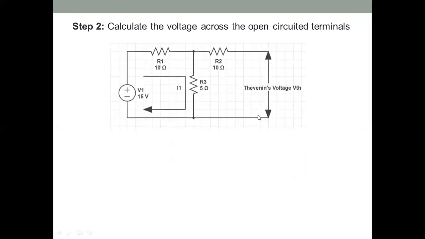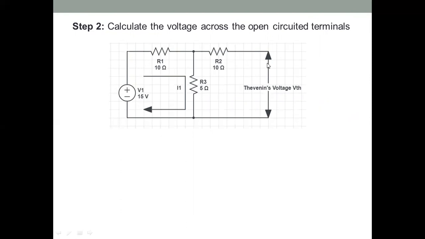So coming to the next step, we need to calculate the voltage across the open circuited terminals. As this path is open circuited, there will be no current flow through it. So whatever resistance is present here is of no use. Why? Because if we calculate the voltage drop across this resistance, it will come to zero, since the current will be zero anyhow.